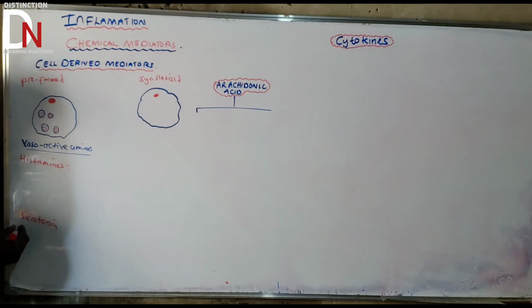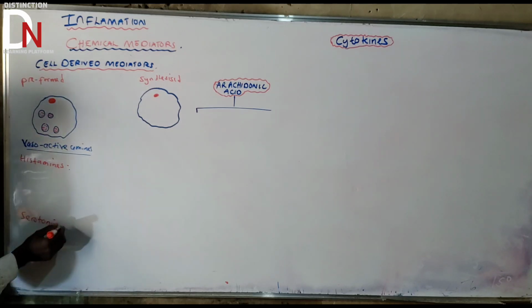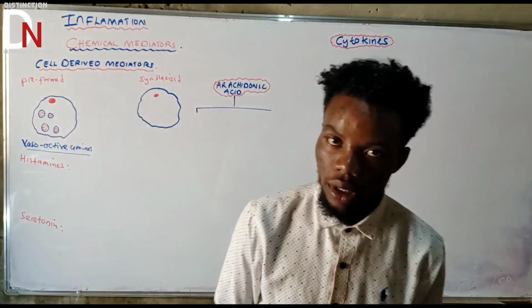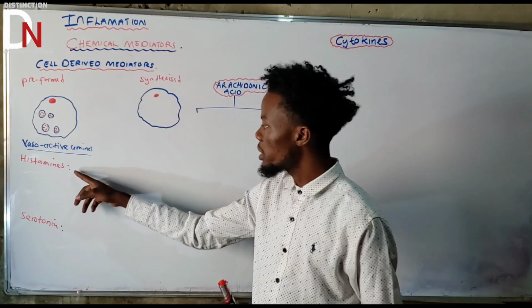Okay, serotonin, this one. So there are basically two vasoactive amines. What are those? Histamine and what? Serotonin. Okay, let's start with histamine.